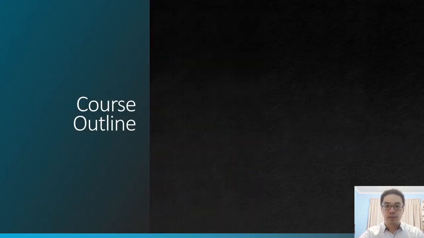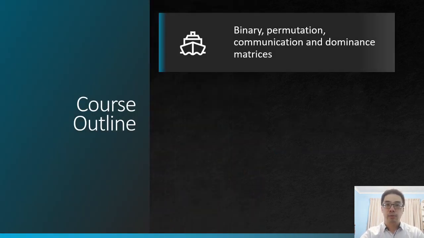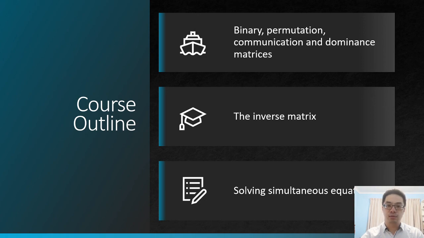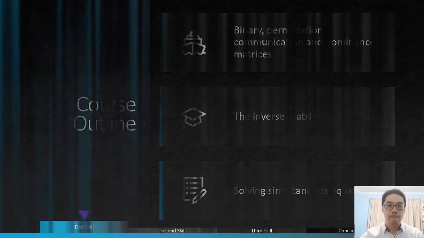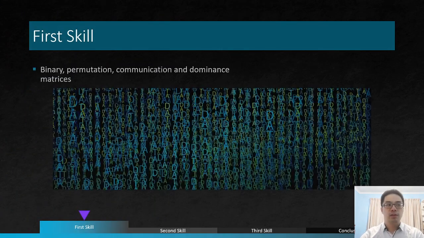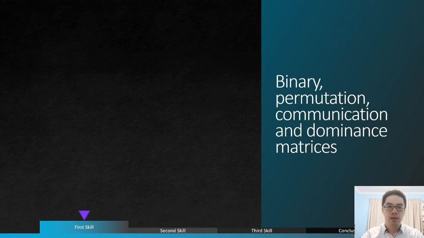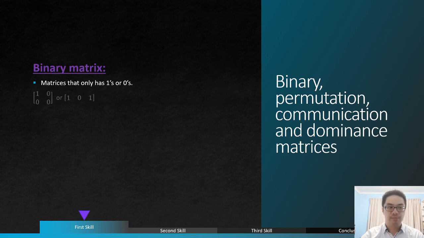So in terms of the course outline, today we're doing binary, permutation, communication, and dominance matrices, the inverse matrix, and solving simultaneous equations using matrices. So first up is binary, permutation, communication, and dominance matrices. The binary matrix is a matrix that has only ones and zeros in it.